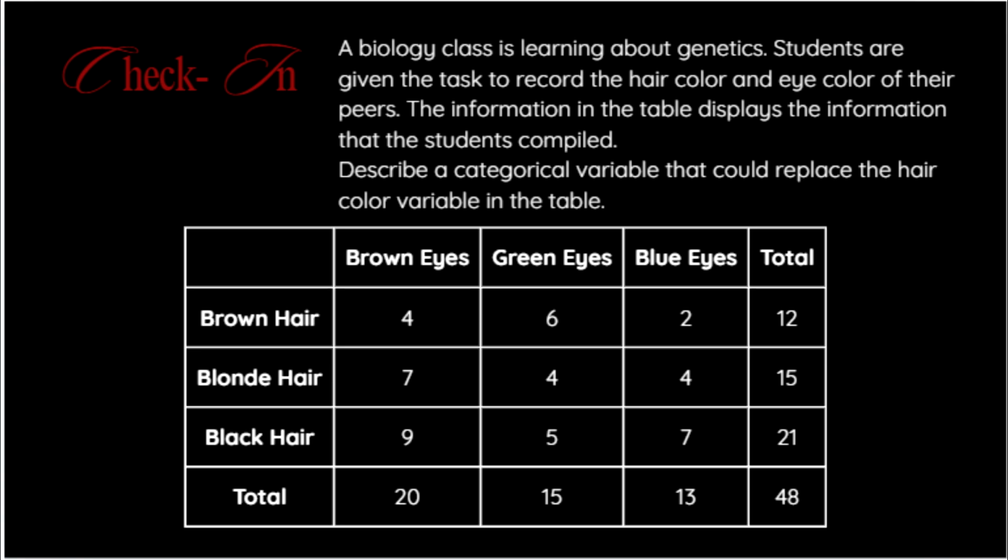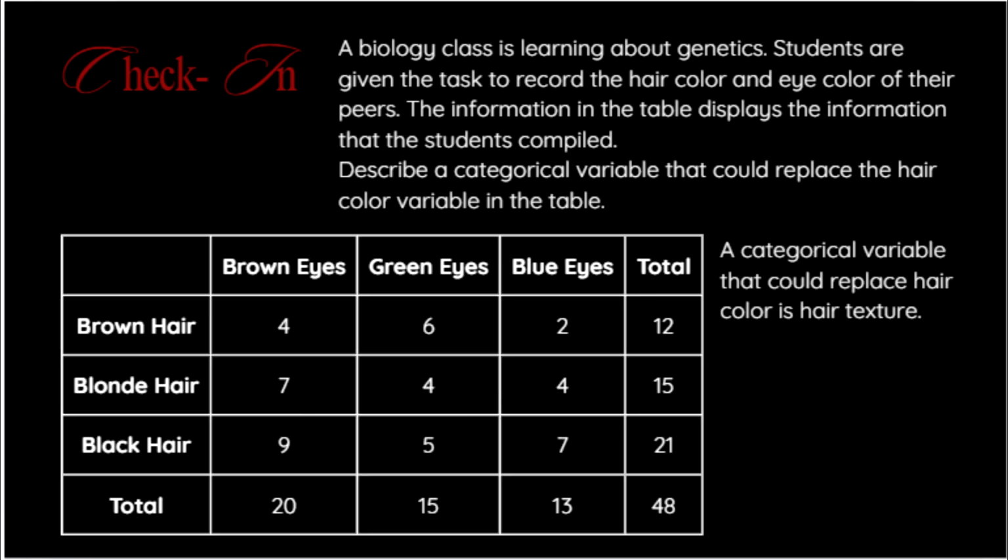Here is another check-in. A biology class is learning about genetics. Students are given the task to record the hair and eye color of their peers. The table displays the information that the students compiled. Describe a categorical variable that could replace the hair color variable in the table. If we wanted to take hair color out of here, what's another categorical variable that we could use? There's more than one answer here. The one they chose is you could replace hair color with hair texture, for example. That's still categorical, okay? Yes, they're using numerical numbers here, but this is a category, this is a category, okay?